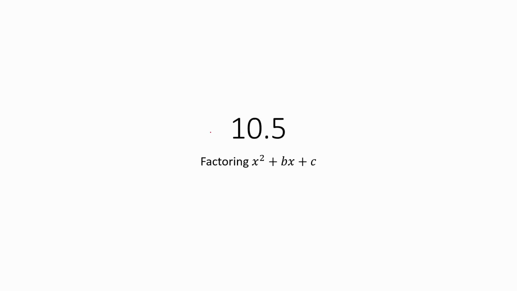Alright, in this lesson we're going to talk about factoring trinomials. These trinomials are going to be of the form x squared plus bx plus c, and in particular, our x squared is not going to have a coefficient in front.